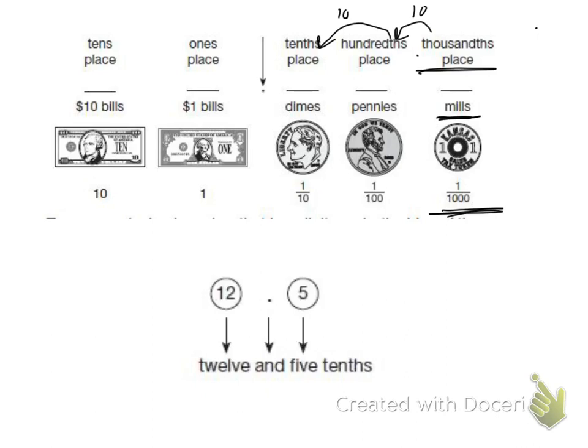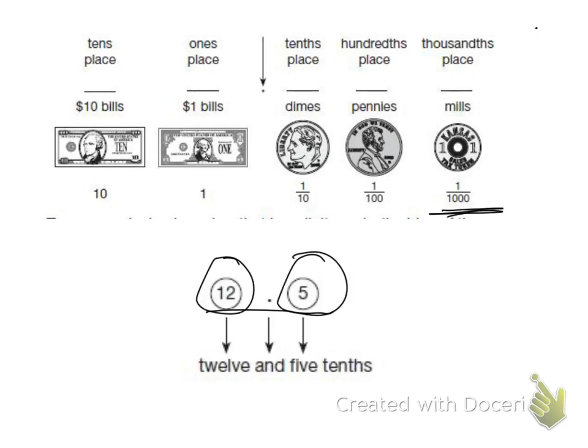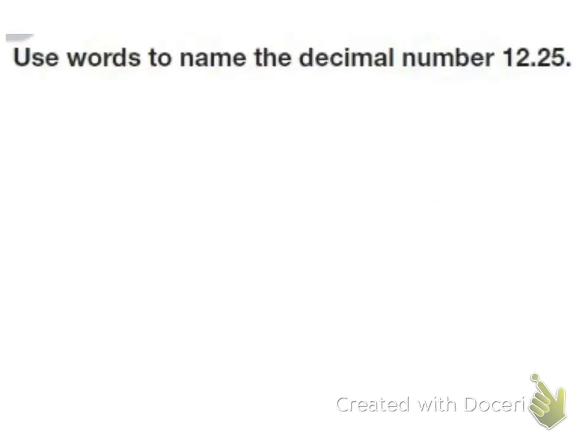To name a decimal number that has digits on both sides of the decimal, we mentally break it into 2 parts. When we have a decimal like this, we break it into whole numbers and decimal place. The whole numbers we just say as 12. The decimal point we say the word and, and the 5 we say the number and the place value. So 12 and 5/10ths.